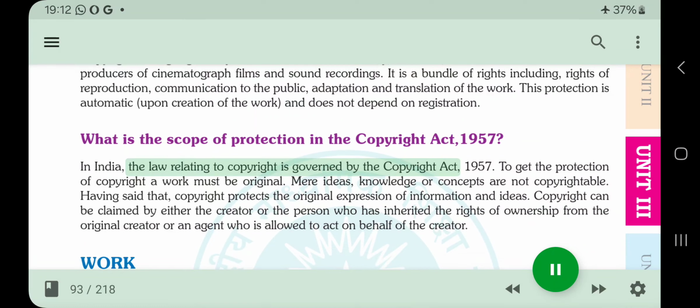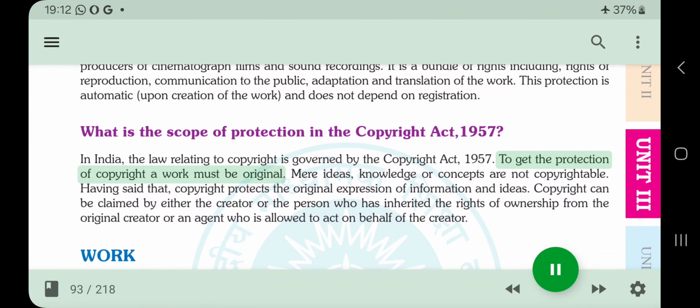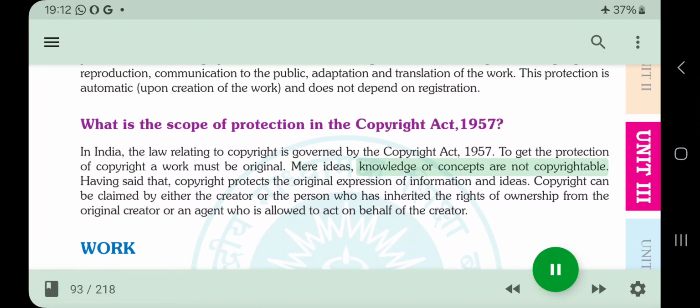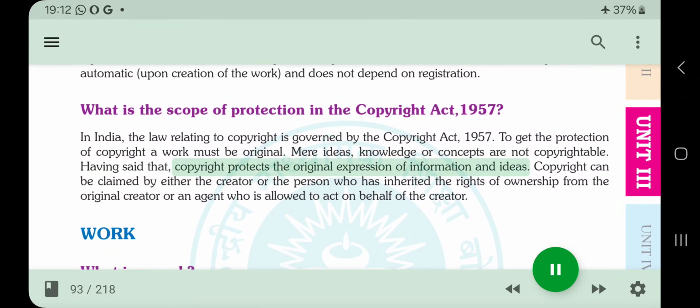In India, the law relating to copyright is governed by the Copyright Act, 1957. To get the protection of copyright, a work must be original. Mere ideas, knowledge or concepts are not copyrightable. Having said that, copyright protects the original expression of information and ideas.